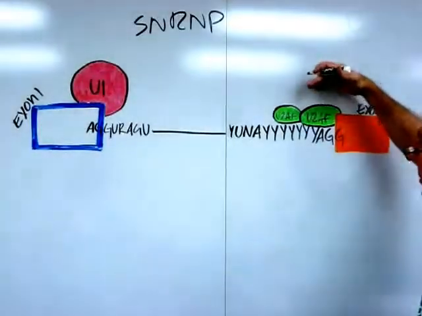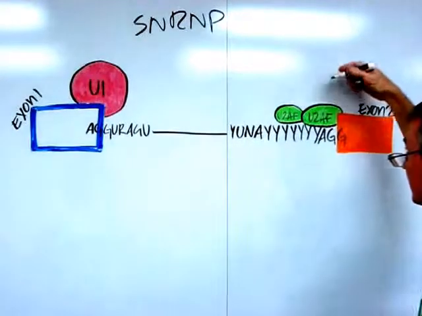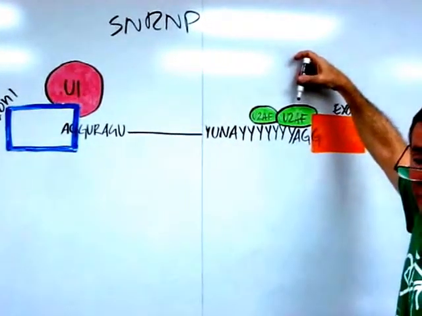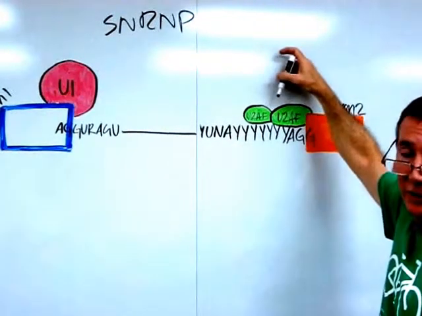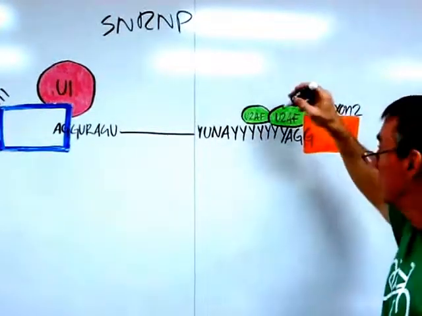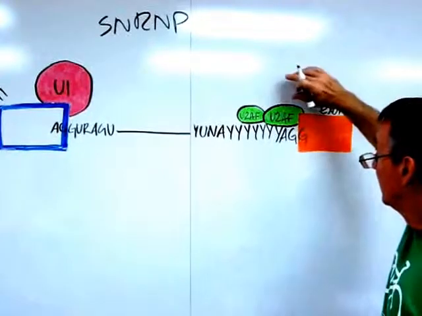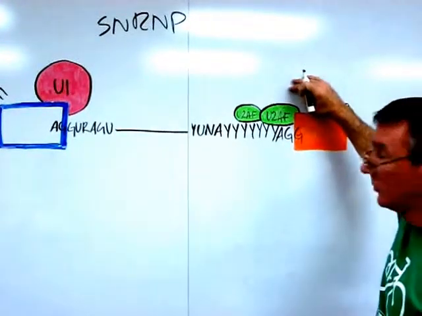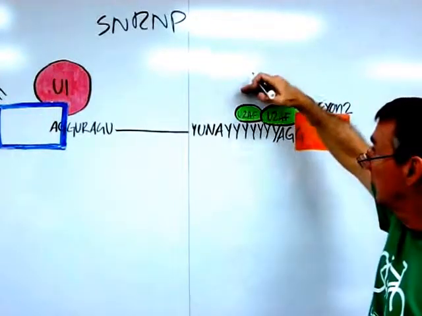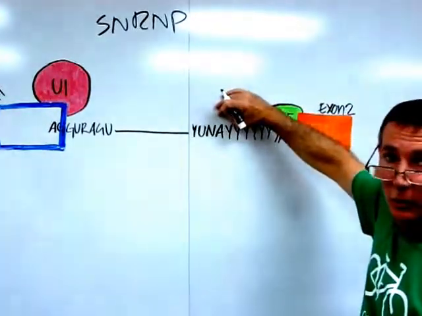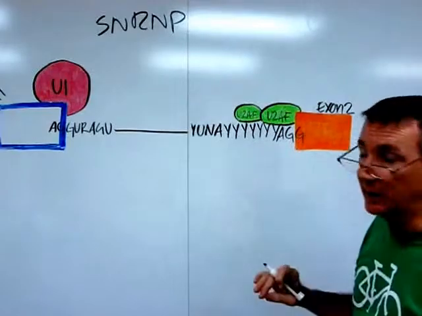The first things to bind to begin the process of splicing are the U2AFs. U2AFs are proteins. U2AF stands for U2 accessory factors. We'll talk about U2 in a second. Two of these bind. One of them binds right at the acceptor site. The next one binds to the polypyrimidine tract next to that, extending out toward the branch point, toward this A.